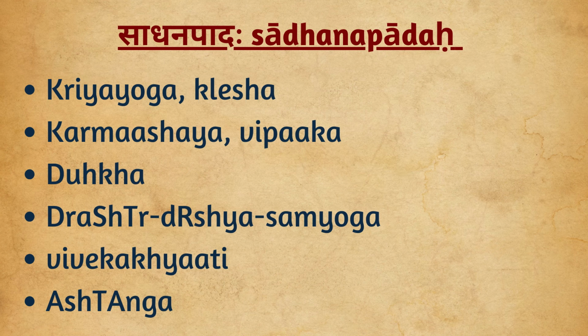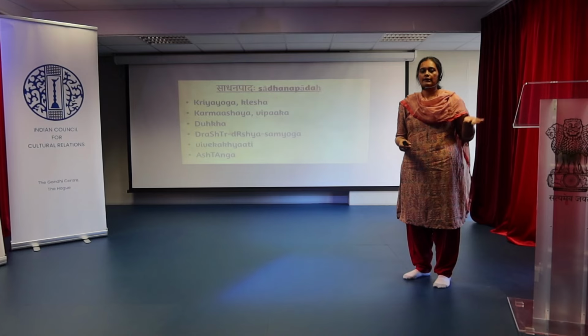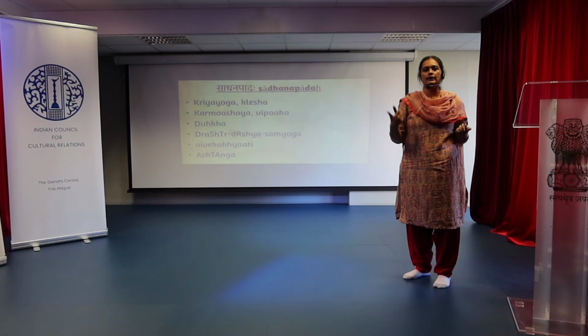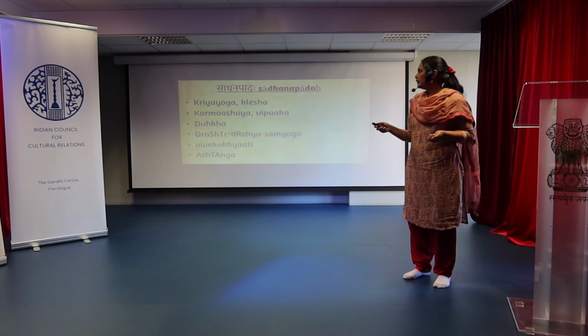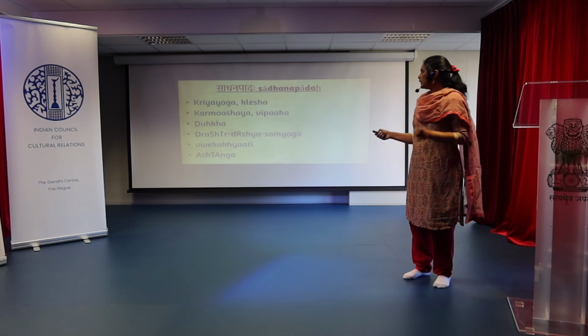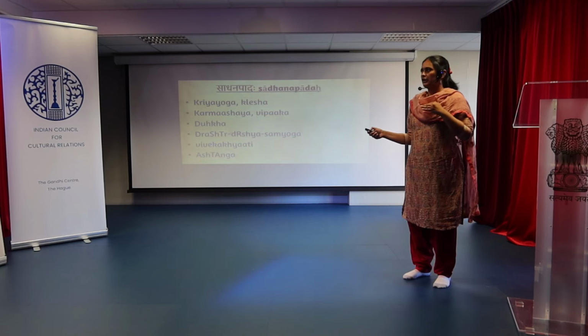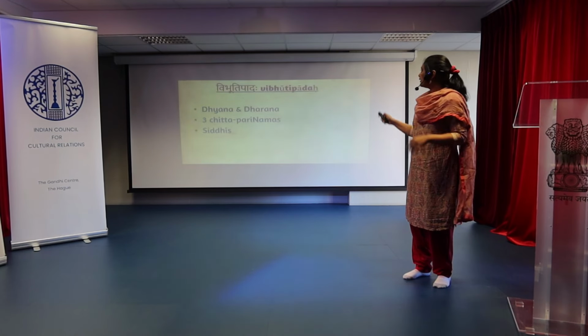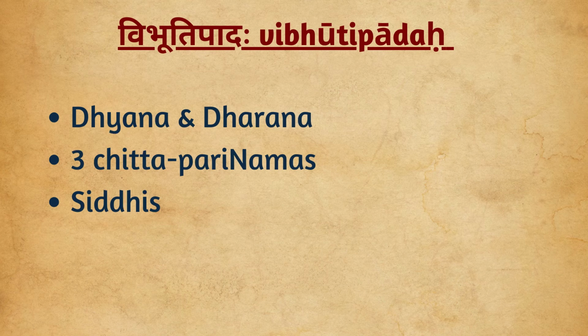And the most important part is the ashtanga. Ashtanga yoga, many of you would have heard: yama, niyama, asana, pranayama, pratyahara, dharana, dhyana and samadhi. That is discussed in detail in the sadhana pada. Out of the ashtanga, six are discussed here. Dharana and dhyana are discussed in the next section, in the vibhuti pada.